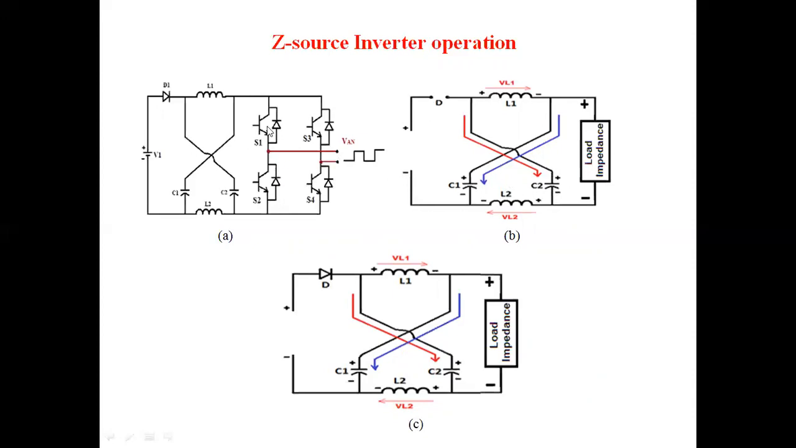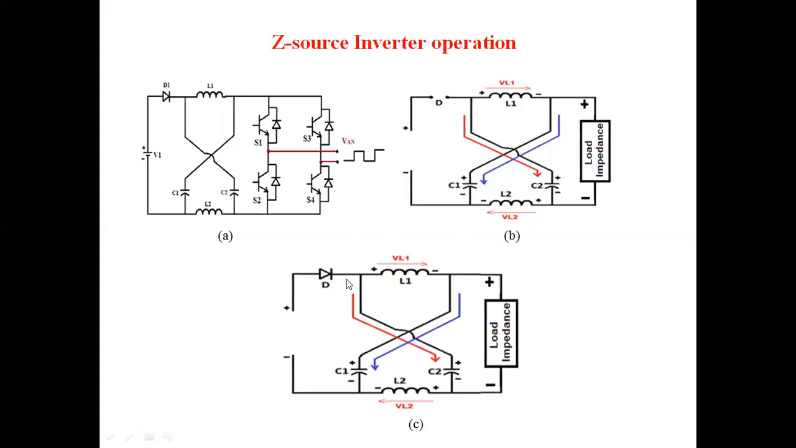Shoot-through means that in a particular leg or phase, I mean A phase or B phase or C phase, both switches, all the switches in that leg are in on condition. Then a short circuit takes place, and it becomes a zero output voltage. During that time, the inductors and capacitors are charging. That is called the shoot-through mode of operation.